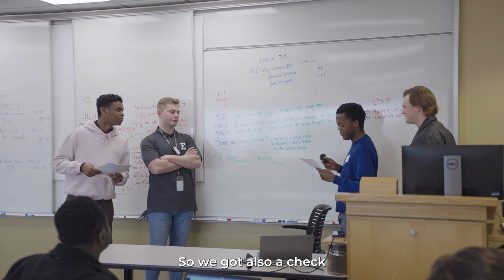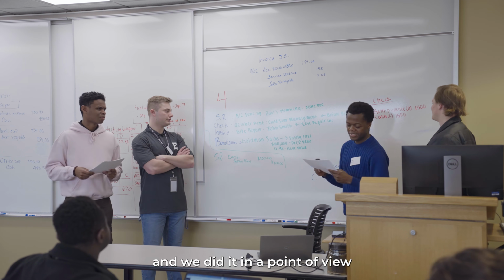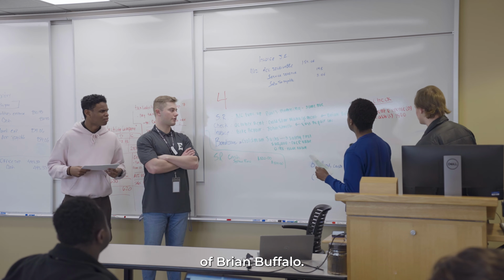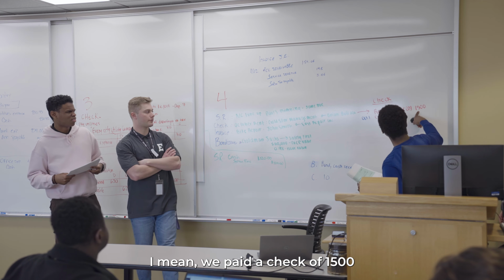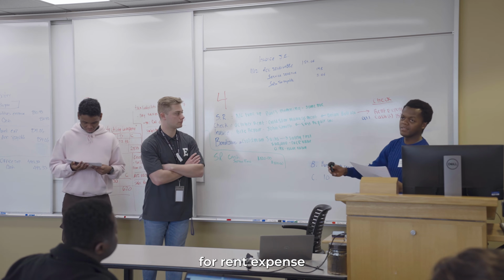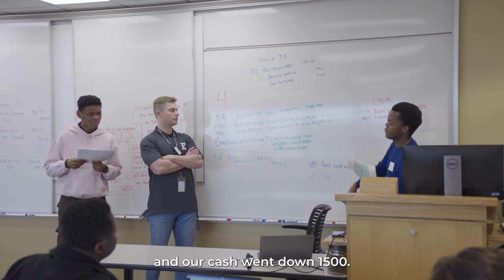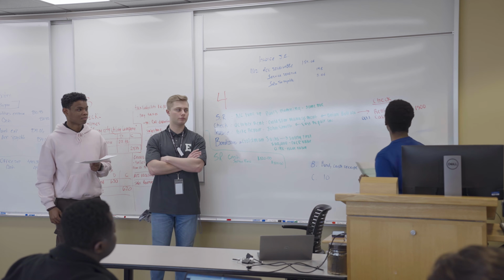So we also got a check, and we did it from the point of view of Brian Buffalo, where we paid a check of $1,500 for rent expense, and our cash went down $1,500. Okay.